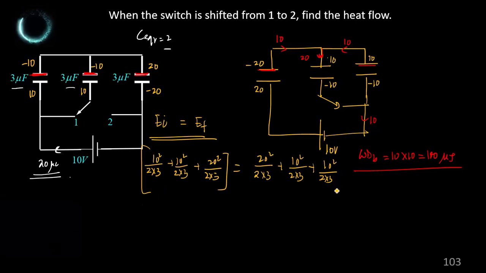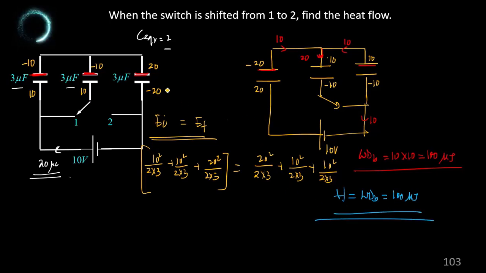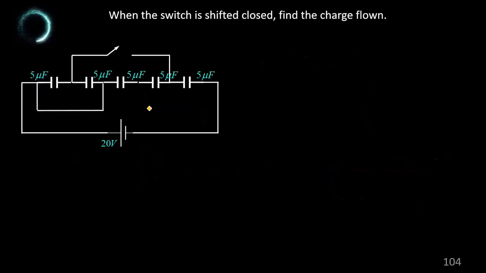So heat is nothing but our work done by the battery. So how much? 100 microjoule. So that will be your answer then. Okay. So this is a typical problem where I am getting the initial and final energy both equal, and correspondingly I calculate the work done by the battery. That gives the answer as the heat. Okay. So moving on to the next situation.